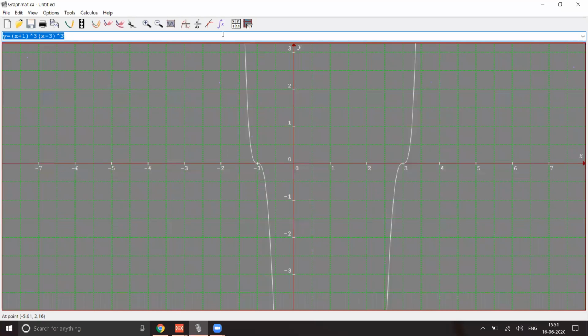Whoever asked this question, are you able to visualize it? Are you able to see what the graph is? Yes, sir. So that is the meaning. Yeah, tell me.